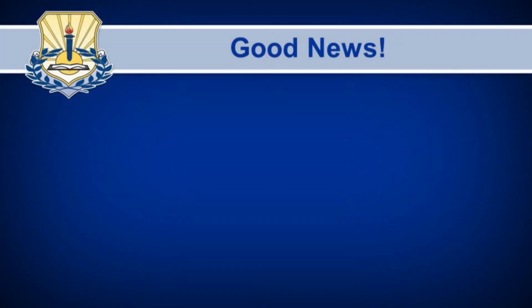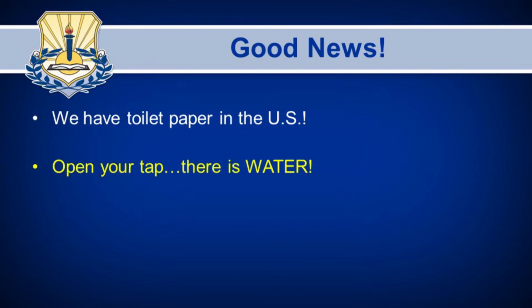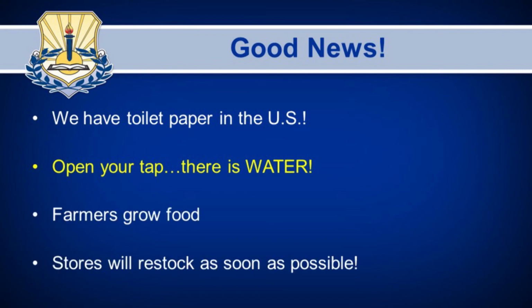So these are some of the probable implications of this particular virus. And a note on the lighter side, good news: we do actually have enough toilet paper in the United States. It might not be in the abundance that you wanted before, but this is something that's already there. You can actually turn your tap water on as well and not have to worry about bottled water. Farmers are going to continue to grow food, and stores are going to restock as soon as possible.